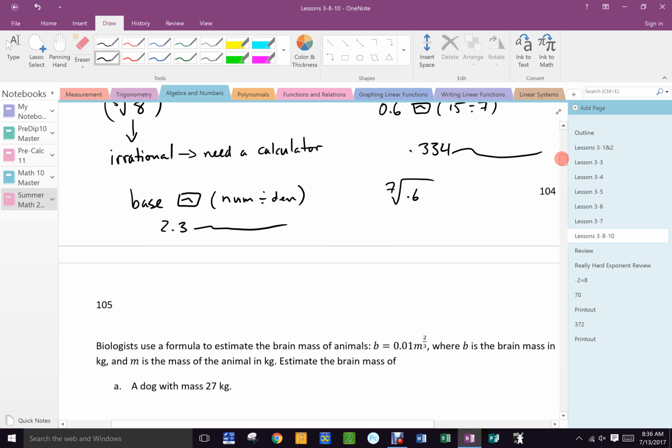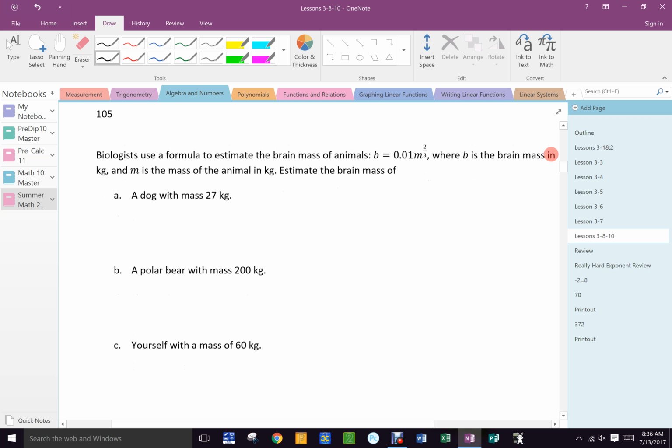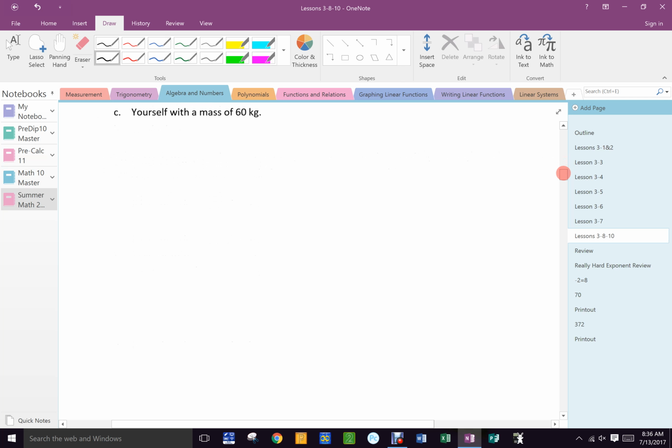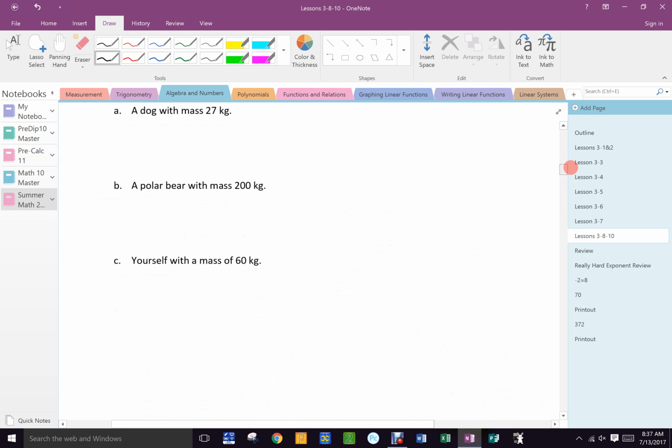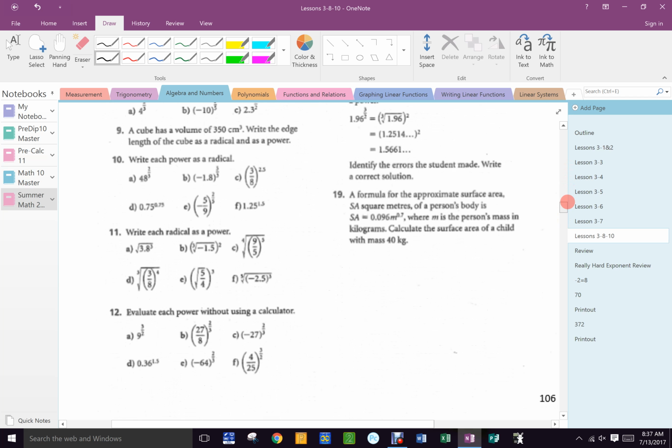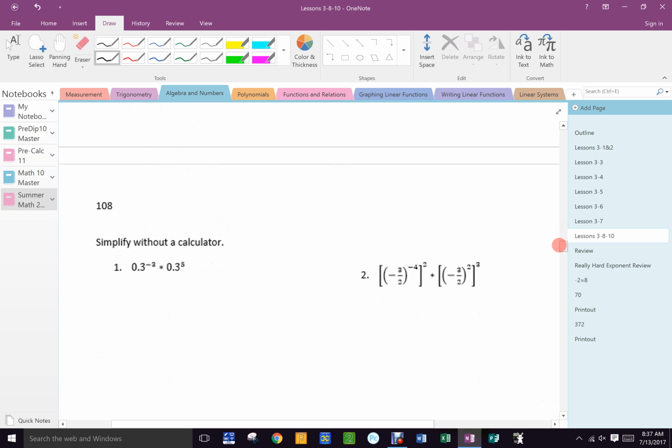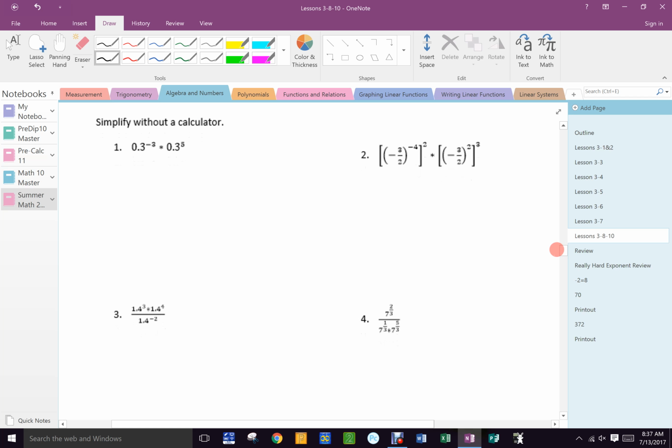Okay. I don't care about page 105. Skip it. And then there's a bunch of work. Okay, but I don't want you to do that work yet. Skip to 108, please. We're going to do 108 as notes, and then you're going to do some work. Okay?